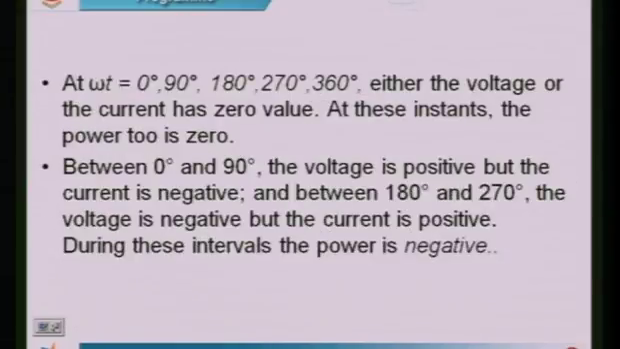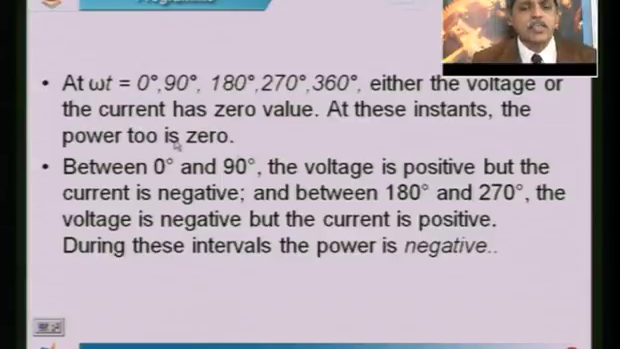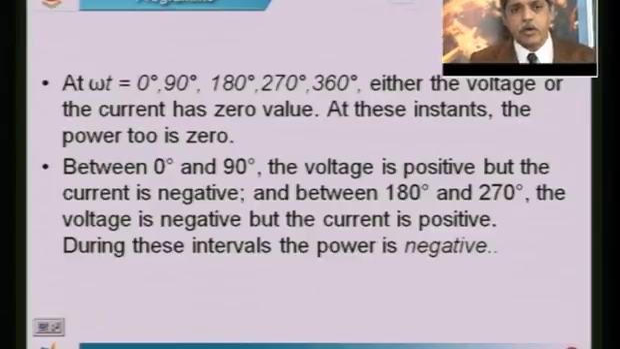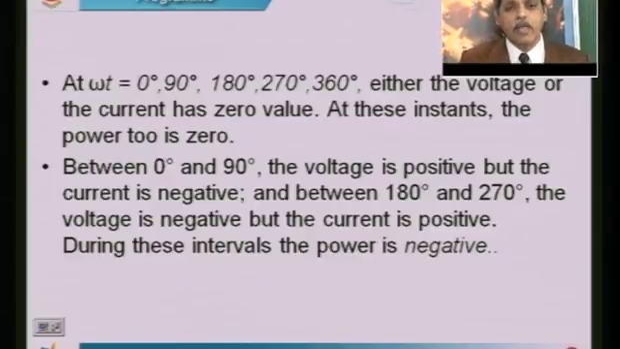So this slide will tell you about the same thing I just told. Either the voltage or the current will be 0 at 0 degrees, 90 degrees, 180, 270 or 360, therefore at these instants the power too is 0. So the next line says between 0 and 90 the voltage is positive and the current is negative, and between 180 and 270 the voltage is negative but the current is positive, therefore the power will be negative.